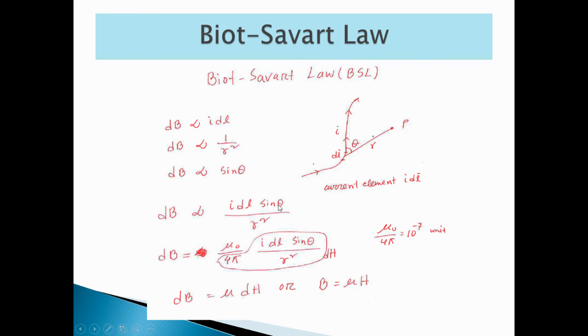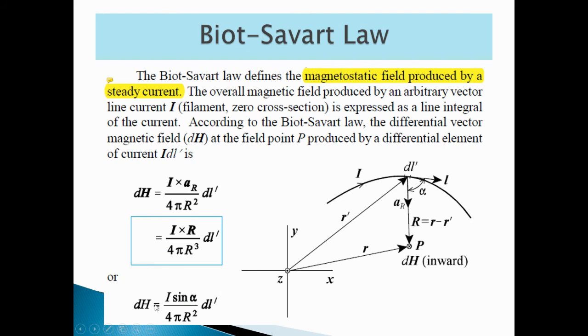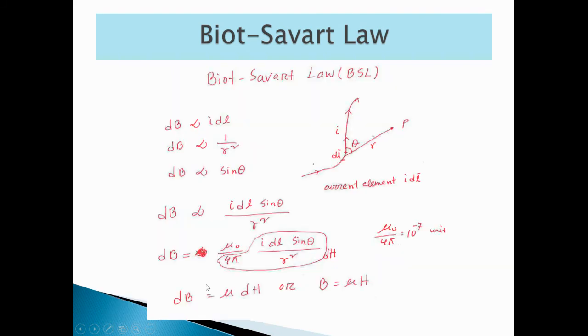If you combine them into one proportionality, it becomes I dl sine theta over r square. Now to make this an equality, we need to introduce one constant, which is mu naught over 4 pi. So dB is equal to mu naught over 4 pi times I dl sine theta over r square. As we know from before, the whole thing on the right is actually dH. So we put dH here.